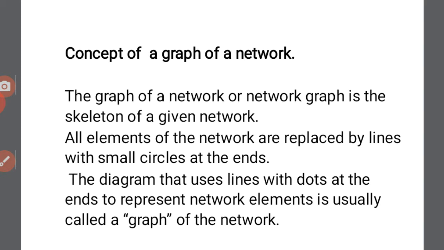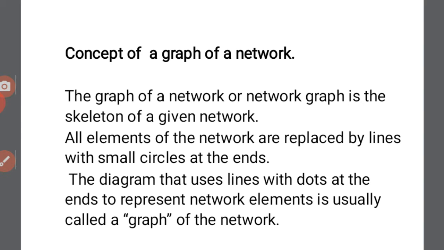The graph of a network or network graph is the skeleton of a given network. That means all the elements of the network are replaced by lines with small circles at the ends. The diagram that uses lines with dots at the ends to represent network elements is usually called a graph of a network.